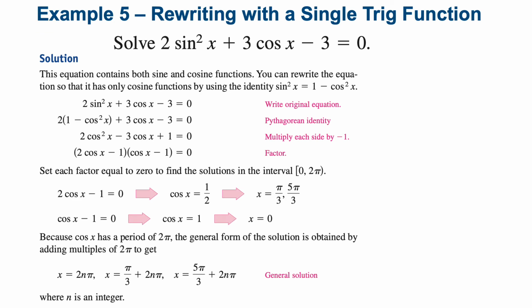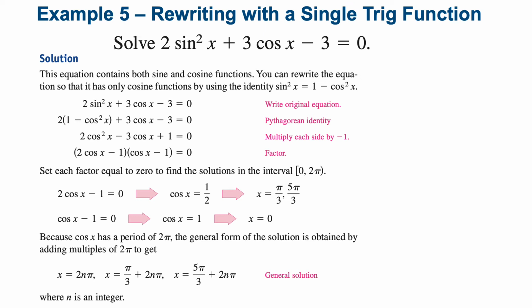Okay, let's see here. Example 5, rewriting with a single trig function. Let's say we want to solve something that has 2 different trig functions. What the heck? How are we going to do that? Well, let's think about this for a second. Let's say we want to solve 2 sine squared x plus 3 cosine x minus 3 is equal to 0. The best way to do these is to rewrite it so that it's in terms of a single trig function.